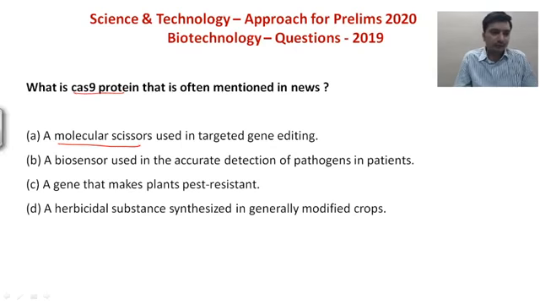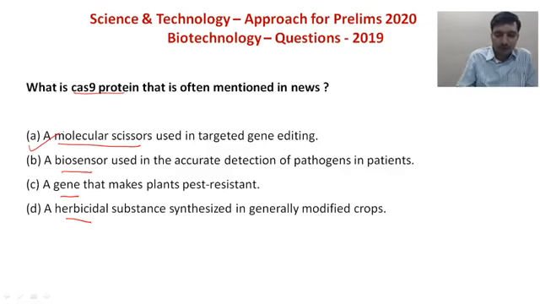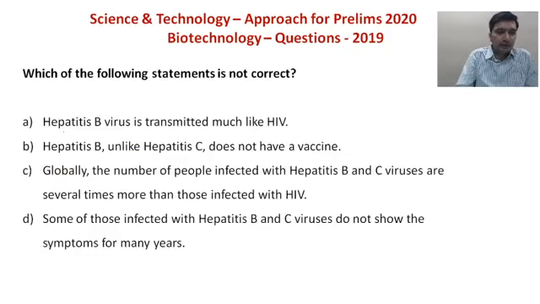So this is clear. You can definitely rule out anything else: it is not a biosensor used in pathogen detection, and it is not a gene that makes plants pest resistant. Usually it is the Bt gene that we talk about there. Nor is it a herbicidal substance synthesized in genetically modified crops. So those are definitely not correct. It's molecular scissors. This is a straightforward answer, and something like this you should be able to answer without much difficulty, I feel.